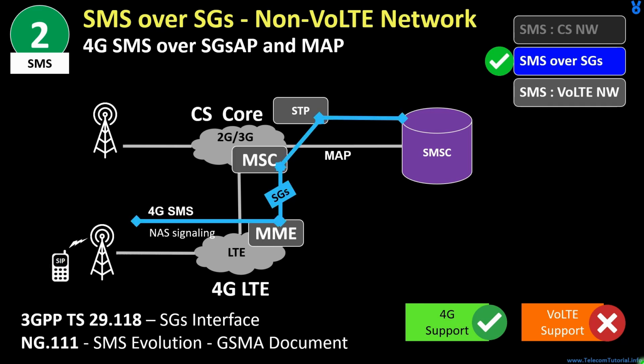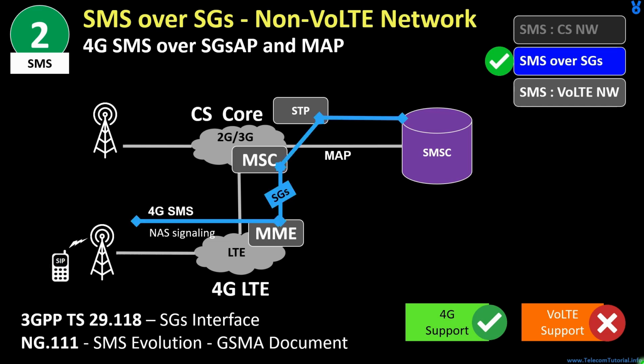The SGs interface is also used to handle mobility management and the paging procedure between the 4G and the CS domain. Well, net, this is the same SGS link which we discussed some time back for the voice calls. Now the same SGS link is also used to carry the SMS for the users which are on 4G network and which are trying to send the SMS.